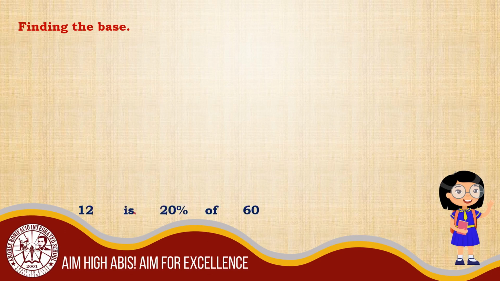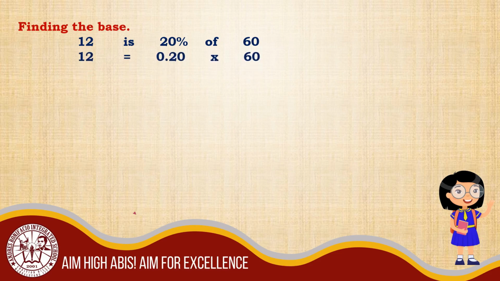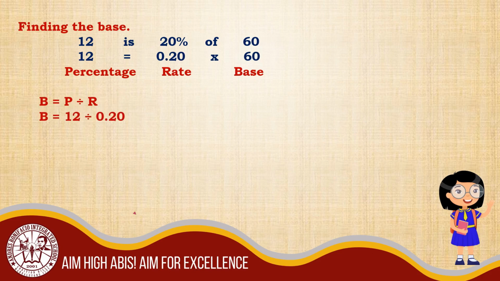Finding the base. Same statement, 12 is 20% of 60. Again, identify the percentage, the rate, and the base. Applying the formula, base is equal to percentage divided by rate. Substitute, base is equal to 12 divided by 20 hundredths. Base is equal to 60.